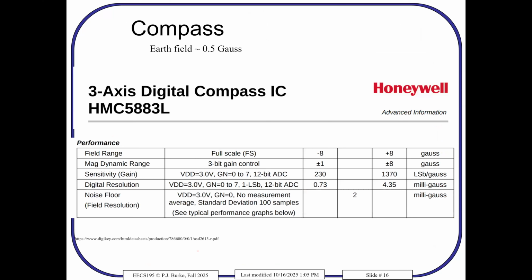So that's another chip that is also on your GPS. Not all GPS modules have it. Most GPS modules do not have it. But drone pilots need it. So it can measure up to 8 Gauss. It has a noise level of 2 milligauss. It's a 12-bit ADC. So the bits are about 1 Gauss. And the Earth's magnetic field is 500 milligauss. So we're good to go there.